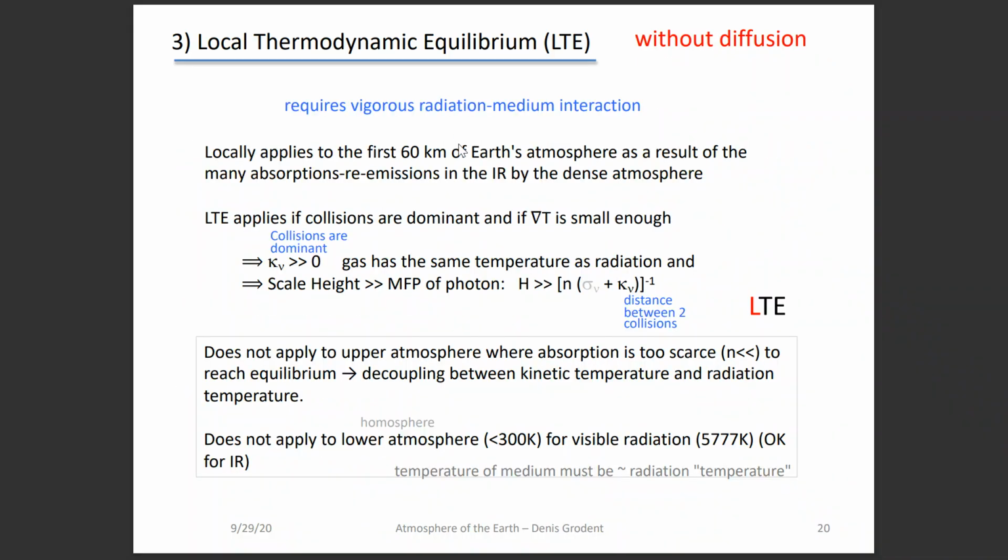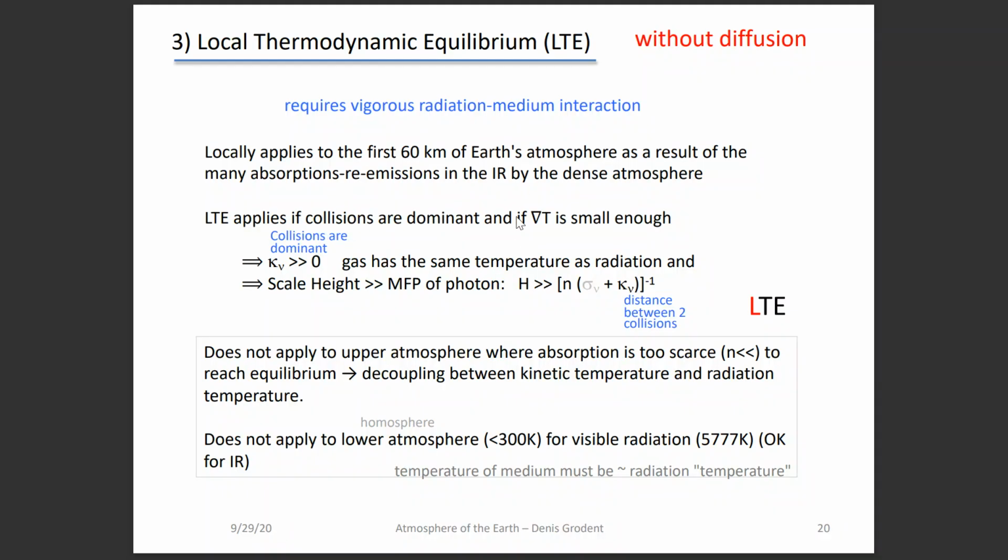So the first 60 kilometers of the Earth are a result of the many absorption and re-emission in the air by the dense atmosphere. If we increase the altitude, we are in the mesosphere, and we don't have many absorption and re-emission. So this is a threshold: up to this altitude, we don't have the local thermodynamic equilibrium that can be applied because of the lower density.